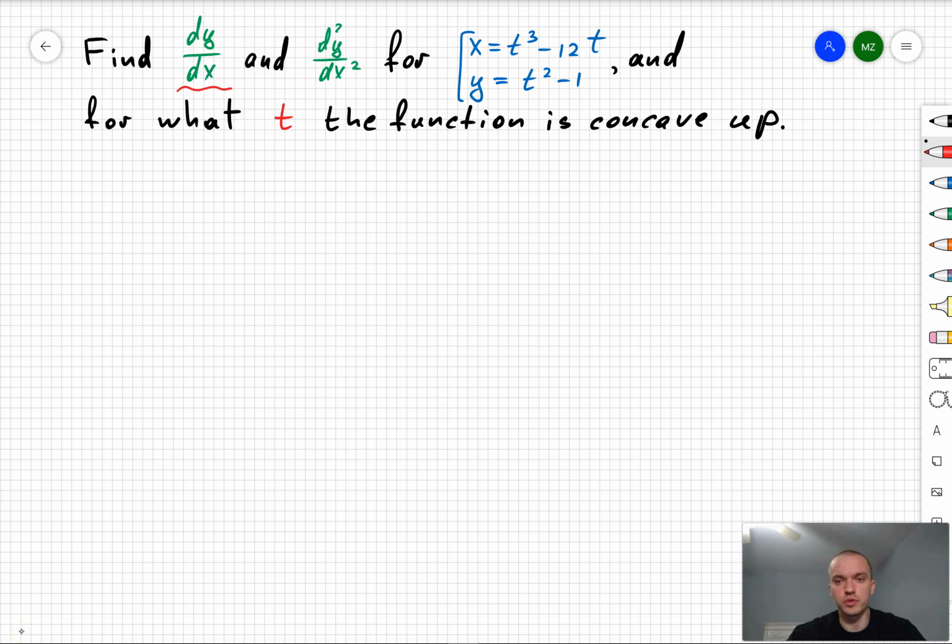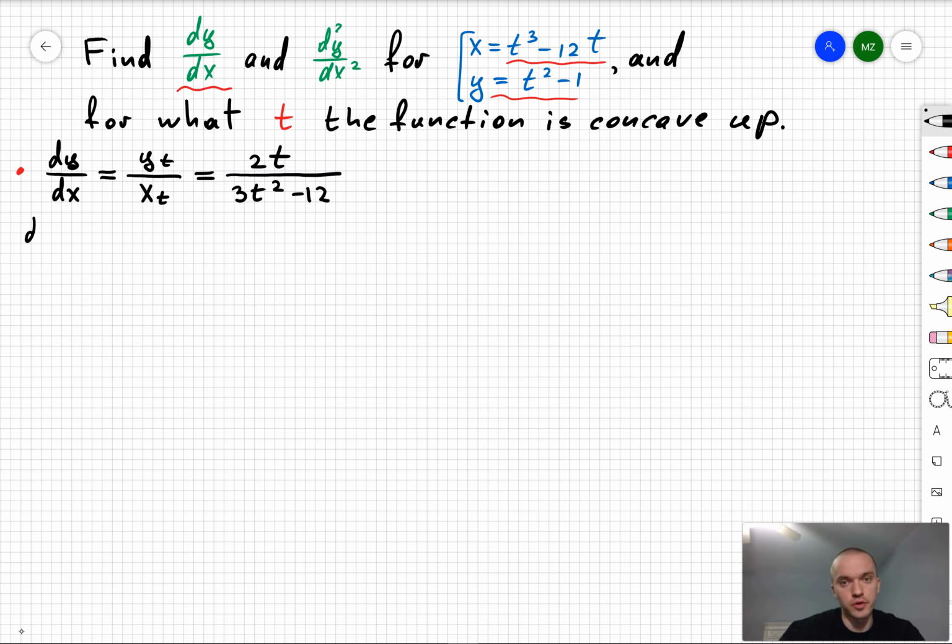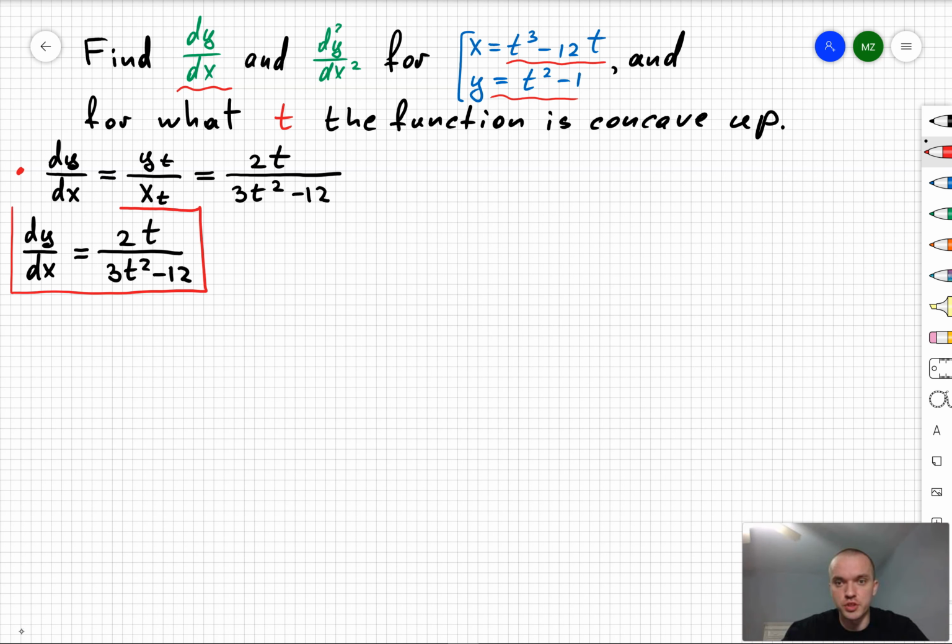Hello guys, in this video I want to find the first and the second derivative and answer when my function is going to be concave up. To find the first derivative, remember that it is a ratio of y prime over x prime, where y prime in this case is 2t and x prime is 3t squared minus 12. So the first derivative is 2t over 3t squared minus 12.